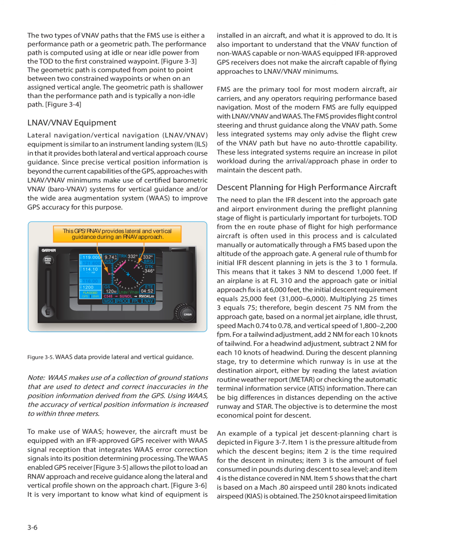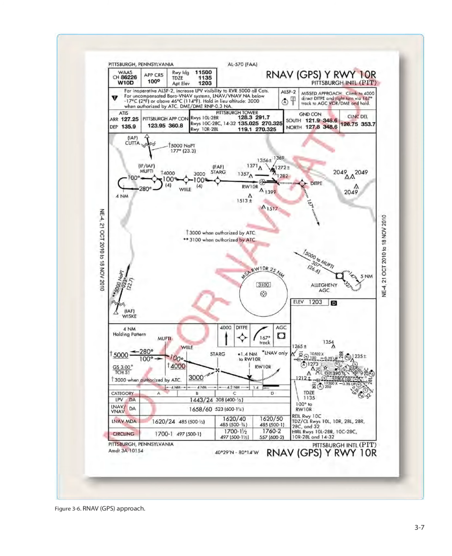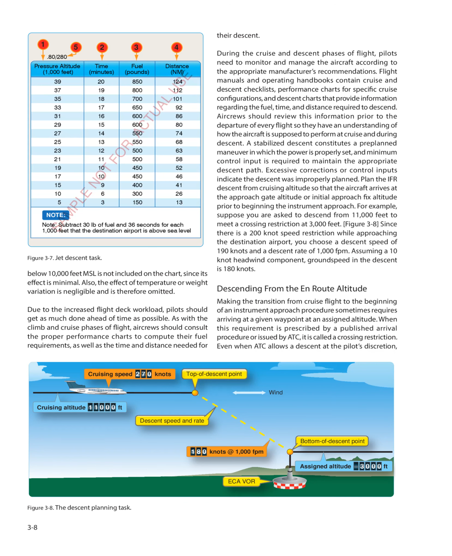Item 1 is the pressure altitude from which the descent begins, Item 2 is the time required for the descent in minutes, Item 3 is the amount of fuel consumed in pounds during descent to sea level, and Item 4 is the distance covered in nm. Item 5 shows that the chart is based on a Mach 0.80 airspeed until 280 knots indicated airspeed, KIAS, is obtained. The 250 knot airspeed limitation below 10,000 feet MSL is not included on the chart, since its effect is minimal. Also, the effective temperature or weight variation is negligible and is therefore omitted.